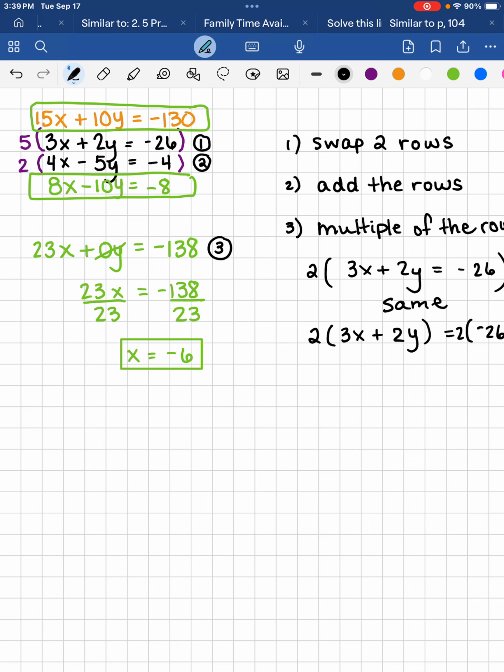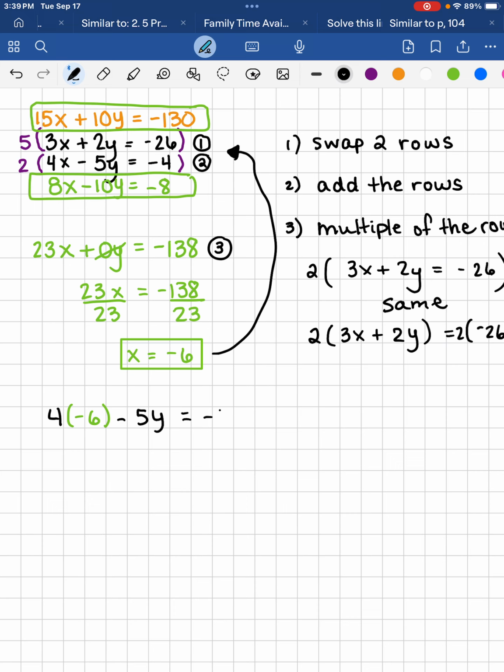So now the last step is to take this x equals negative 6 and plug it back into one of these two equations. Doesn't matter which one, I just need it to be original. So if I'm looking at this, there's not really an easier one. I probably want to go with this one that has smaller numbers. So I'm going to substitute it into equation 2, the original equation 2. So instead of x, I'm going to plug in that negative 6.